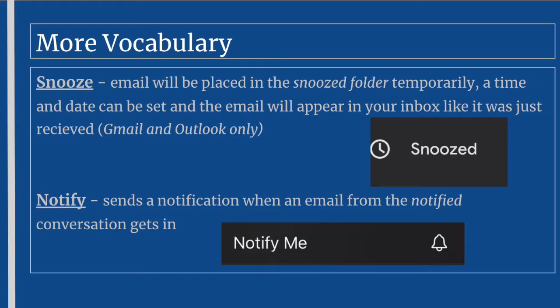If you want to see an email at a later time, you can snooze it and it will appear in your inbox at the later time you choose. Marking an email as notified will send you a notification when you receive an email from that conversation.